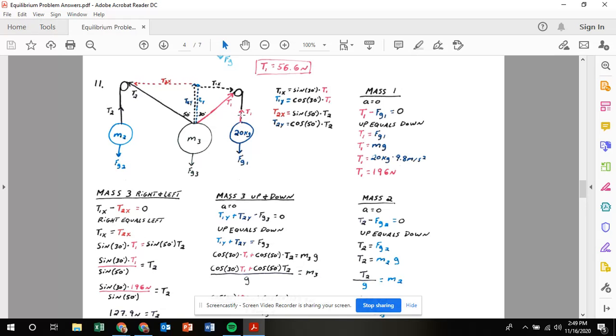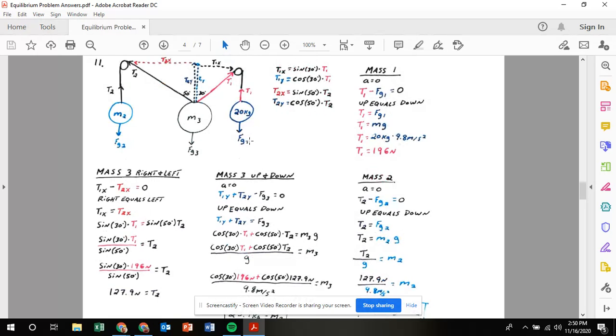We know our up stuff has to equal our down stuff, so this tension up has to equal this force of gravity down. Here we have that, T1 equals force of gravity, and we know this mass is 20 times 9.8, tells us that this rope here that goes from M3 over this pulley and down to this 20 kilogram mass, this tension here must be 196, because T1 has to equal the weight of this 20 kilogram mass.